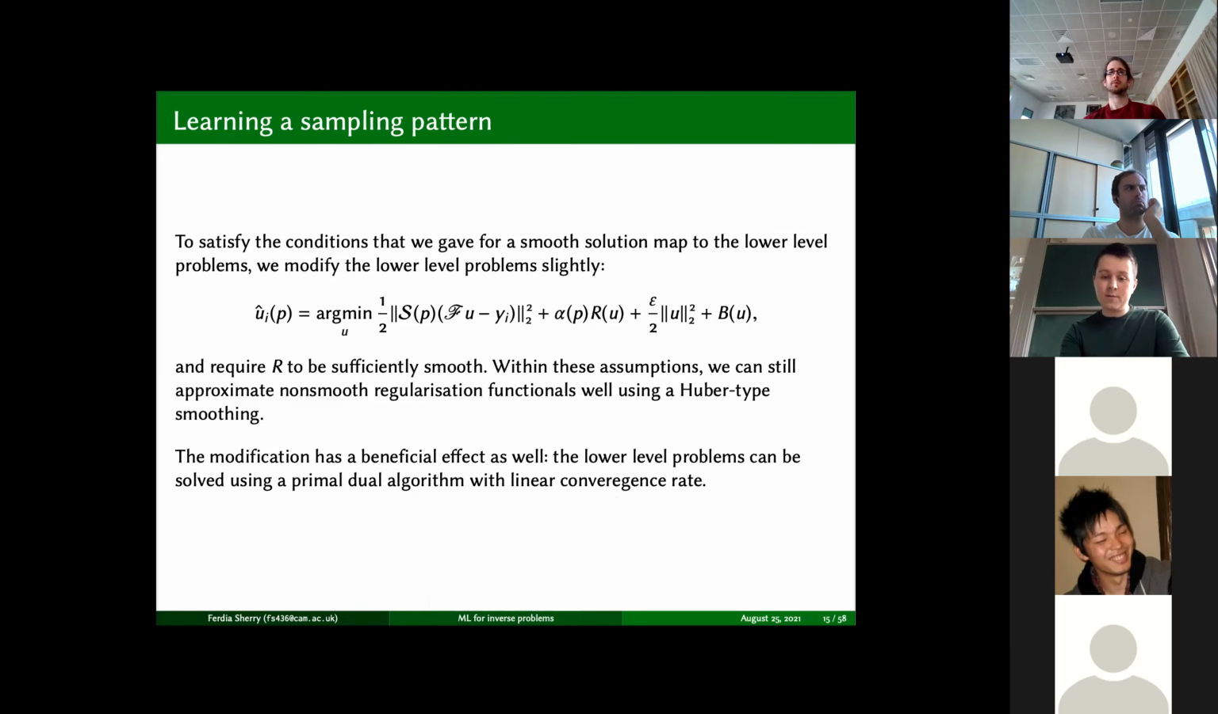I mentioned we're doing this through this implicit function theorem approach. If you want to be careful about that, you want to maybe smooth the lower level problem a bit and add a little penalty for strong convexity. This also has a nice effect on the speed at which you can solve the lower level problem and the associated linear equation you have to solve.